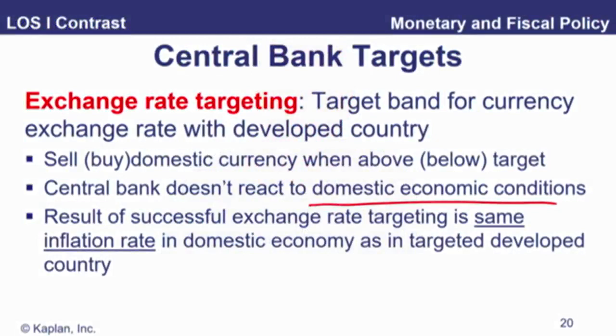But if it is successful, what should happen is you'll start to import inflation. You'll end up with the same inflation rate as your targeted developed country. So if we're trying to set our exchange rate with the US, we should end up with the same inflation rate as the US. The mechanics for that, all of your parity relationships effectively, which you'll see in the global economics section. So it could be inflation, could be interest rates, could be exchange rates.